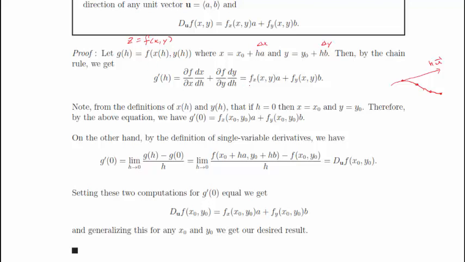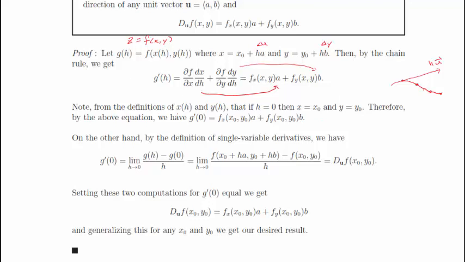This is exactly f sub x of x comma y times a plus f sub y of x comma y times b, since partial of f with respect to x is f sub x and partial of f with respect to y is f sub y. Dx dh, when we're looking here, x naught is a constant, a is a constant, h is a variable. So this derivative is just a, and the derivative of y with respect to h is just b. So we're able to plug in those respectively.